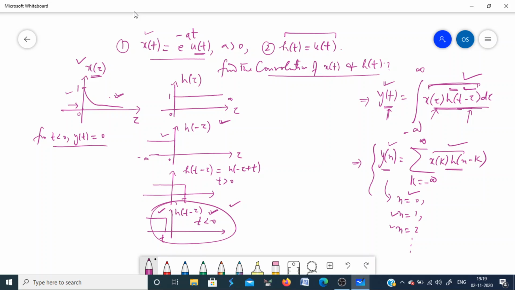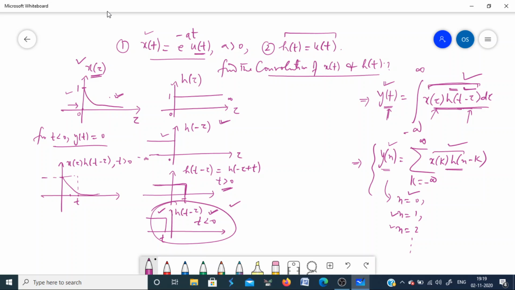Now what happens when t is greater than 0? When t is greater than 0, you get this function h of t minus tau. And when you multiply this function with x of tau, okay, so what will be my product? If you multiply x of tau with h of t minus tau for t greater than 0, so one function is like this. Okay, another function will be like this. For any value of t which is greater than 0, this can be here, this can be here, also anywhere.